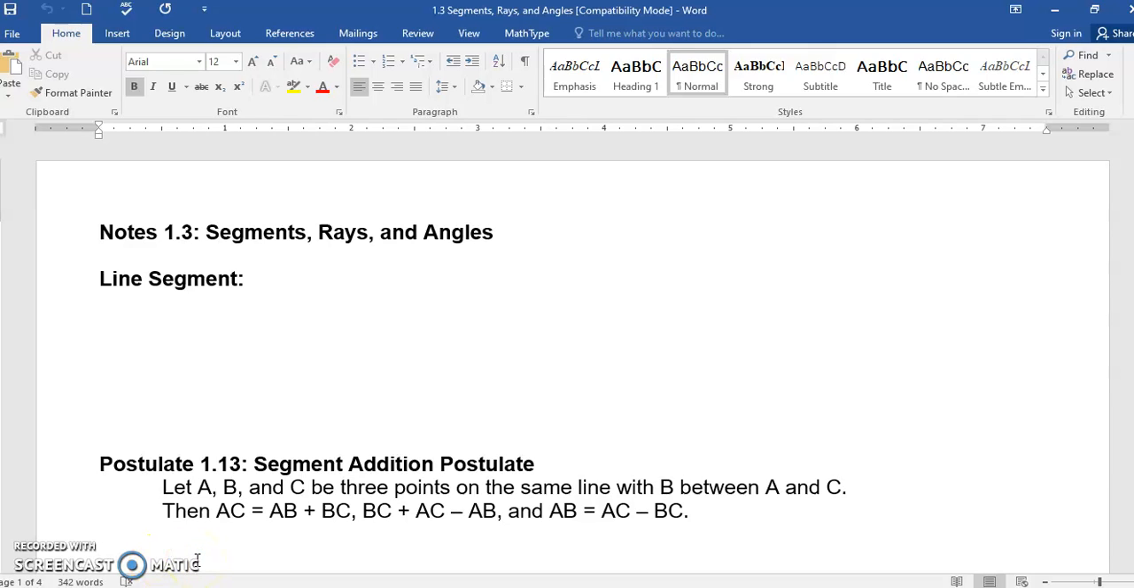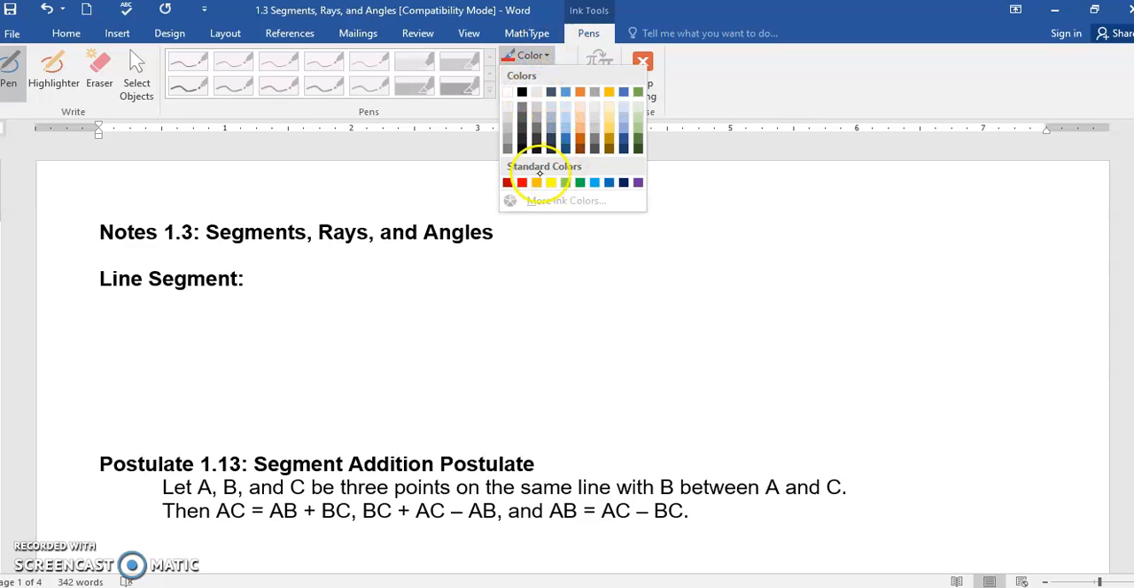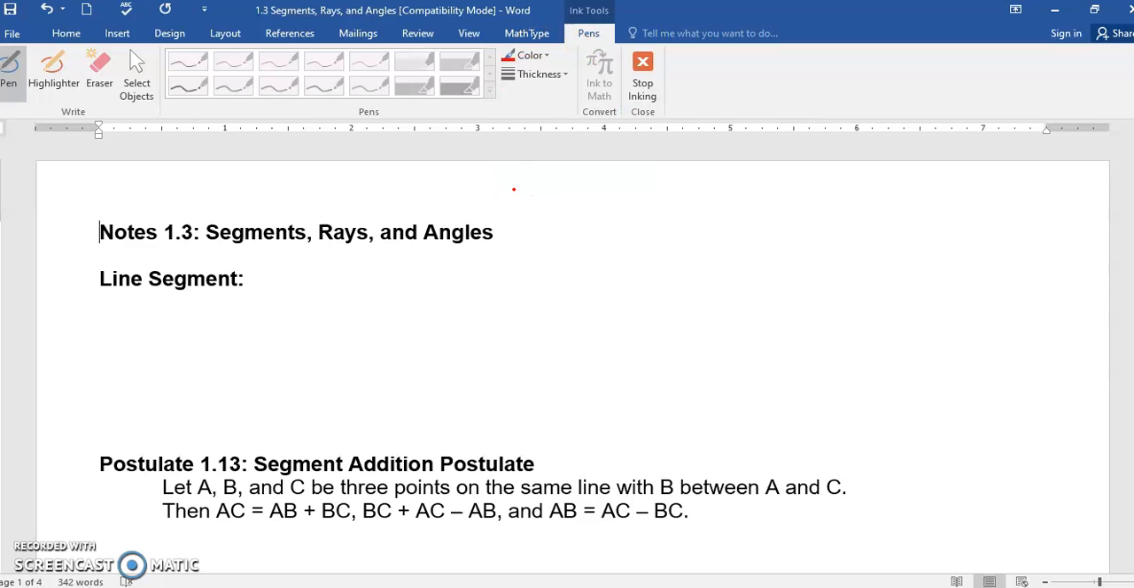Okay, section 1.3, segments, rays, and angles. There's a lot of info in this section, so I will try to make it as quick as I can. A lot going on. So a line has no end, okay? But a line segment has two distinct endpoints, so that's kind of important.